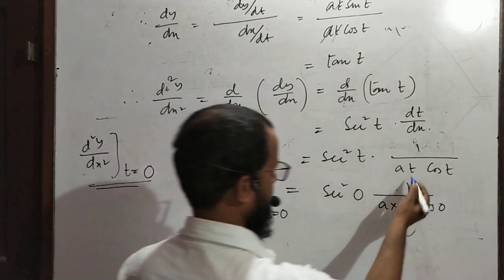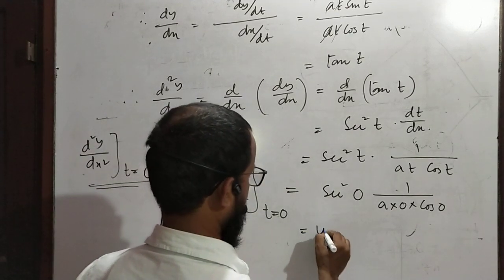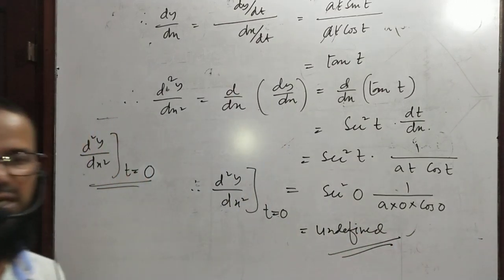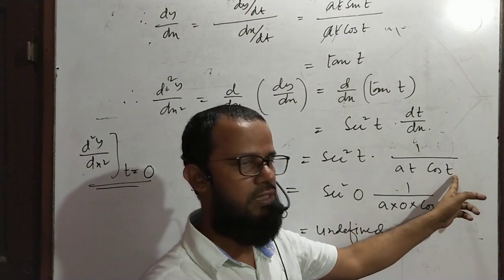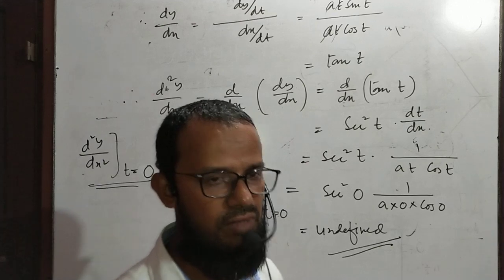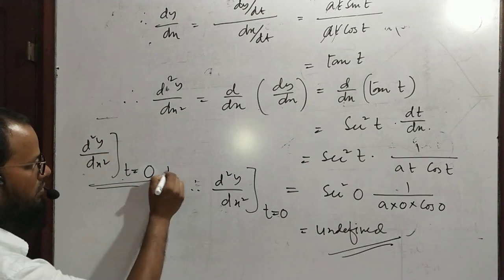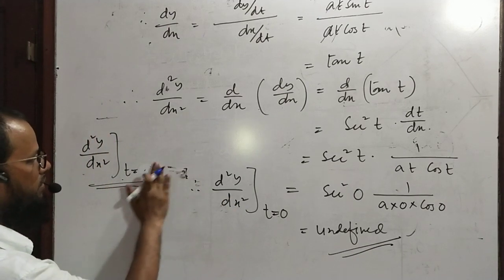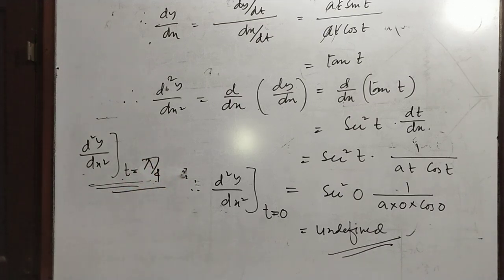If t is 0, then it will be undefined. So it is undefined. You can put t equal to pi by 2 also. Cos pi by 2 is equal to 0, then it is again undefined. So ultimately, the particular question is not valid for t equal to 0 or t equal to pi by 2. You cannot get the value of d2y upon dx2. So you can change the value, suppose t is equal to pi by 4. If your question is like that, with t equal to pi by 4, then it will be best.